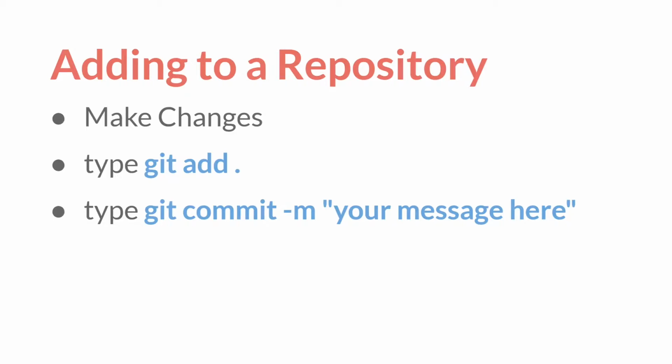You could also choose to just add a specific file, but generally that's not what you'll want to do. You'll want to commit all of your new changes, so you'll use git add period. But again, you could commit individual files here if you wanted to.